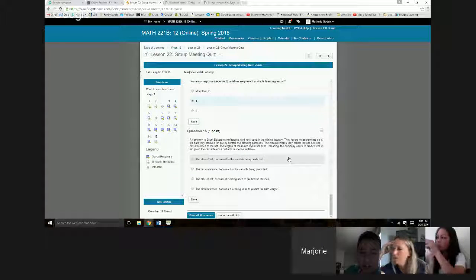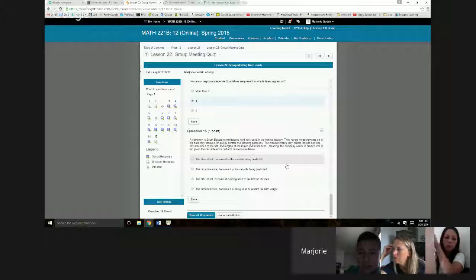Okay, number 15. A company in South Dakota manufactures hard hats used in the mining industry. They record measurements on all the hats they produce for quality control and planning purposes. The measurements they collect include hat size, circumference of the hat, the length of the major and minor axis, meaning the company wants to predict size of hat given the circumference.